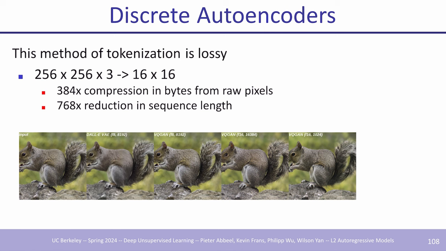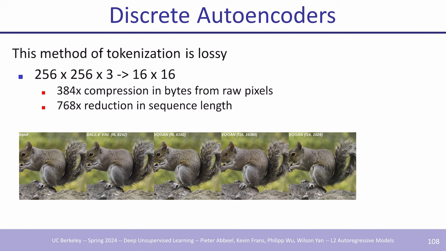So this was the VQGAN paper, and at least for one of the models, they encoded 256 resolution images down to 16 by 16. So this is pretty large. This is a 384x compression in terms of bytes from raw pixels and a 768x reduction in sequence length for transformers. So that makes it much, much more tractable to train. This is going from like 190k sequence length down to like 256 or something. So it's like the difference between only someone at Google being able to train it versus someone like me training it on my GPU.